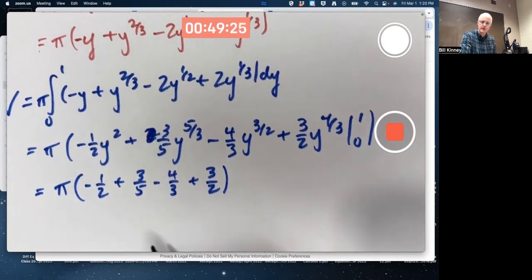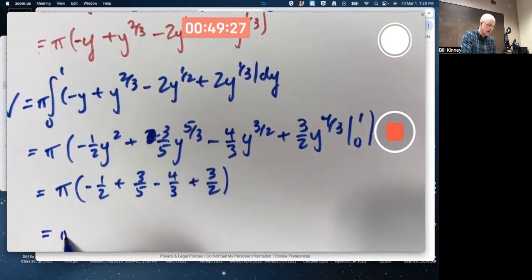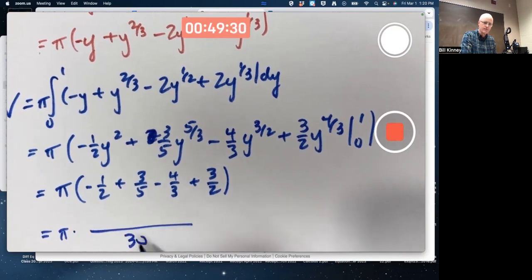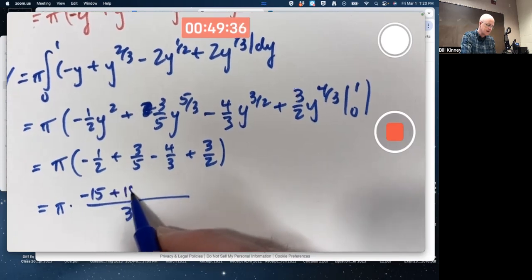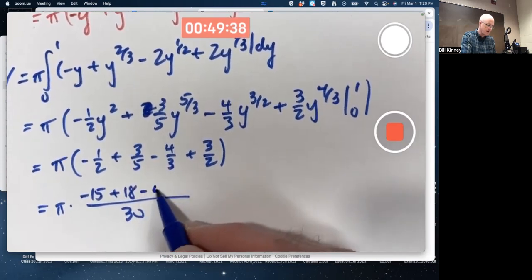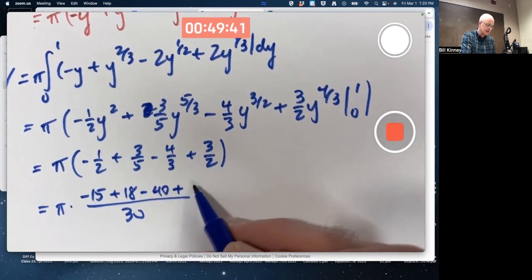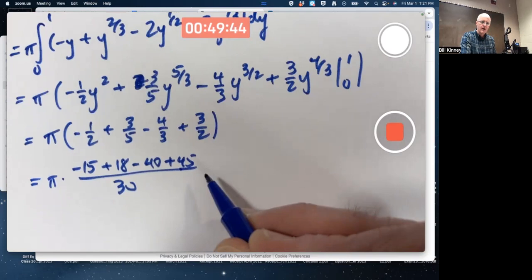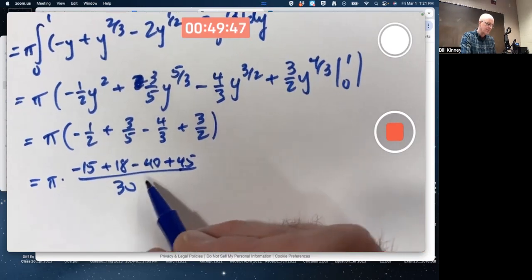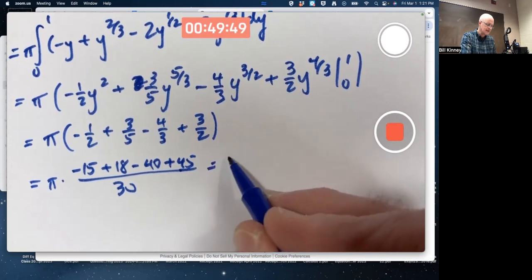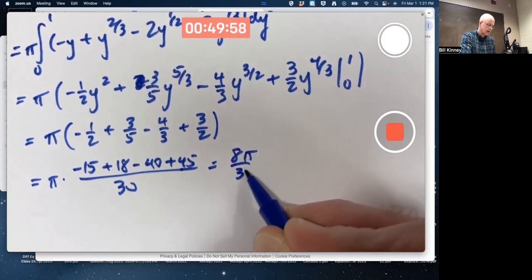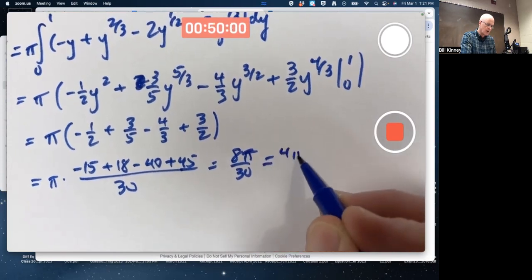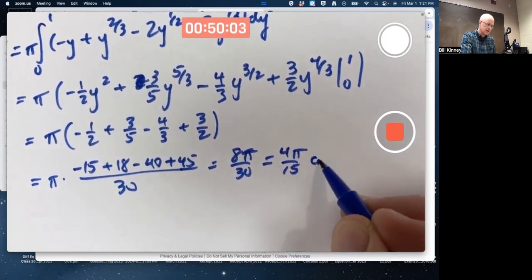It looks like we want to use 2 times 3 times 5, which is 30, for our denominator. -1/2 is -15 over 30. 3/5 would be 18/30. -4/3 would be minus 40/30, and plus 3/2 would be plus 45/30. 45 minus 40 is 5, plus another 3 is 8. Yeah, 8 pi over 30, or 4 pi over 15 cubic centimeters.